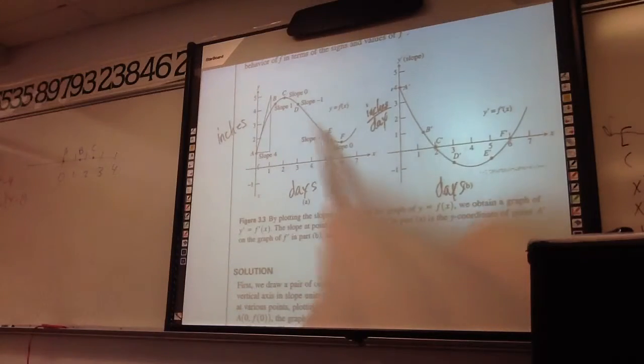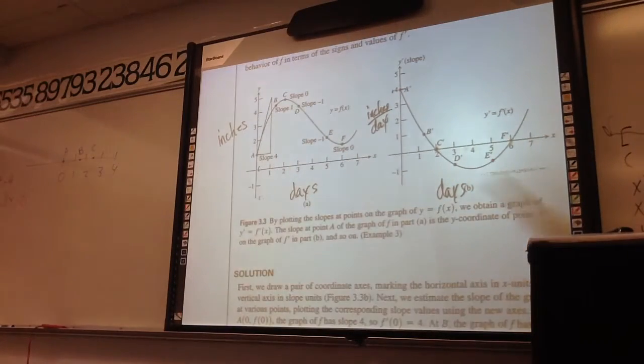Which is hard to tell on this graph. This graph isn't useful for that, really, is it? But on this graph, you just look at, oh, the inches per day was way low here. So that's when it was the hottest. Okay, I think I almost did all these.